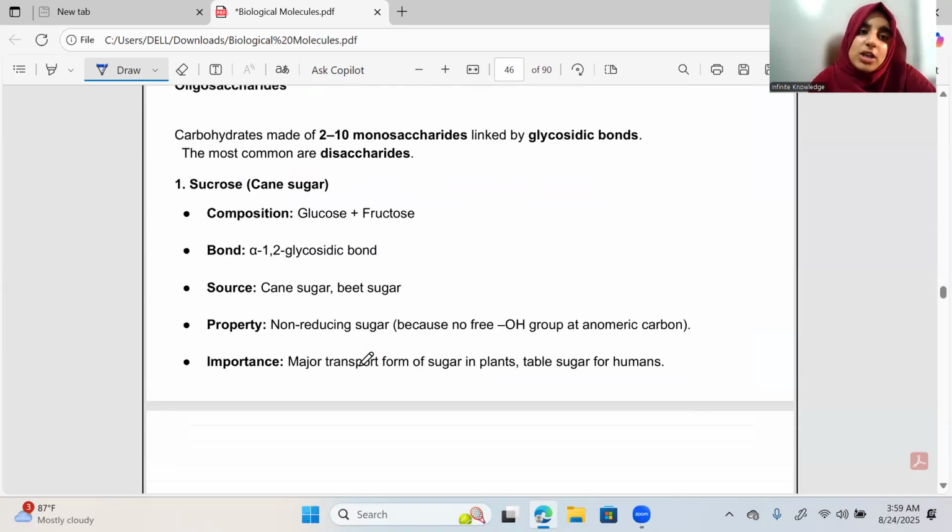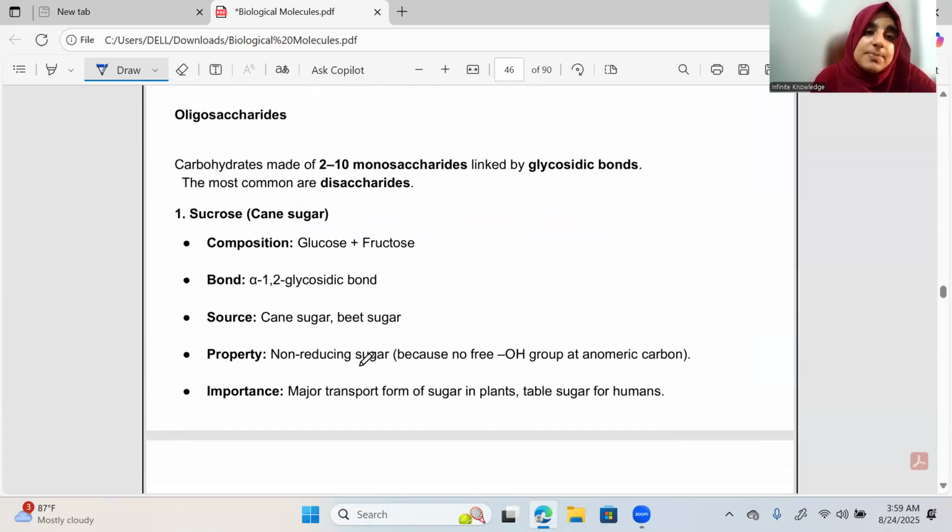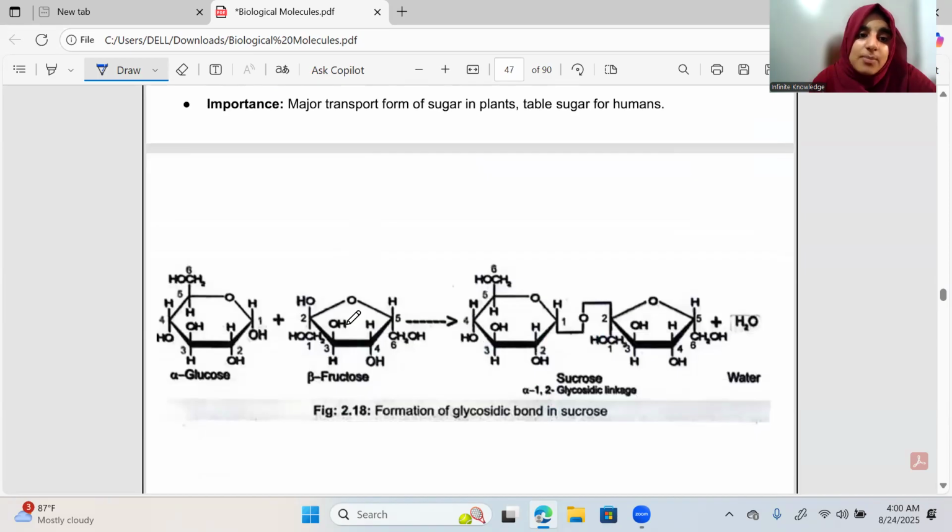Now we move on to oligosaccharides. What are oligosaccharides? The basic difference is that mono means one saccharide unit, and oligo means 2 to 10 saccharide units which are linked together by glycosidic bonds. The most common are disaccharides. The first one is sucrose, cane sugar, which is composed of glucose and fructose, and it has a beta 1,2 glycosidic bond. Now how is this glycosidic bond formed?